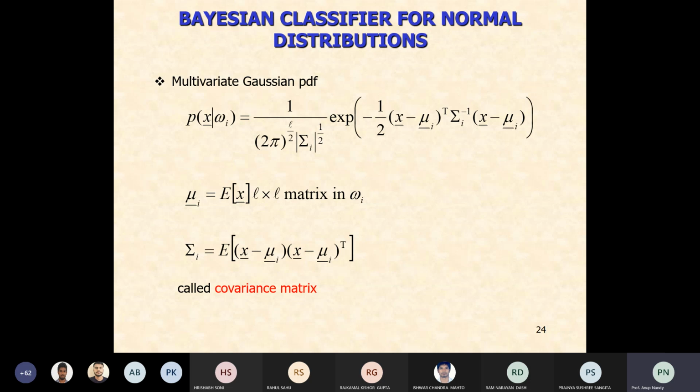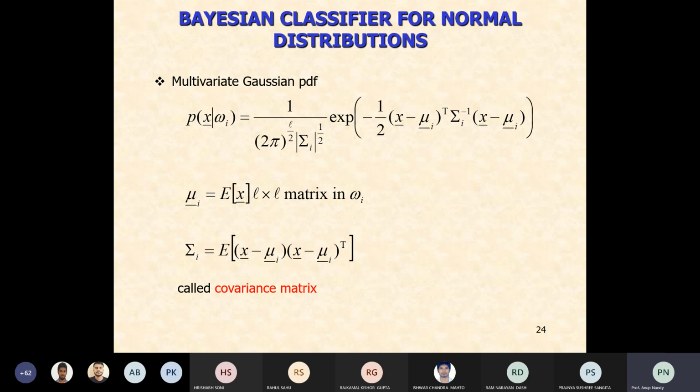But in the last class, you have seen that we have written this capital M, I mean M dimensions, but here it is written L. So don't be confused with this. Into the determinant of sigma to the power half, exp of minus half x minus mu. So we are writing this mu.